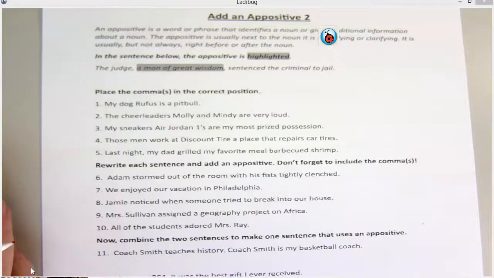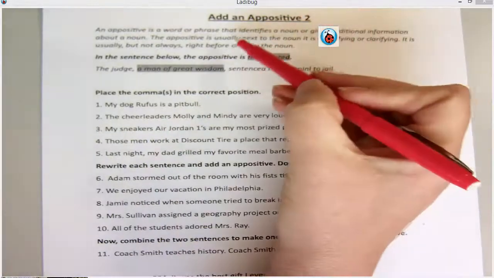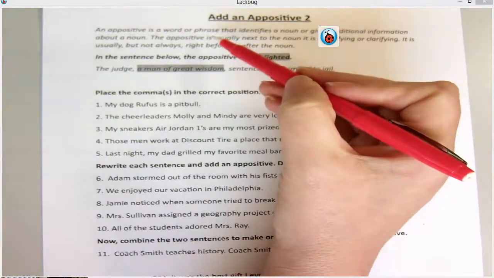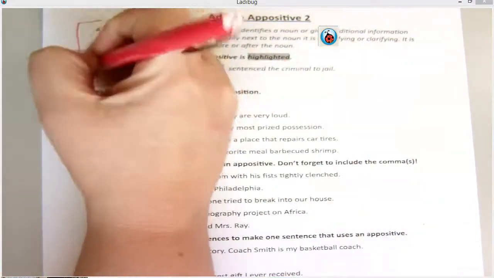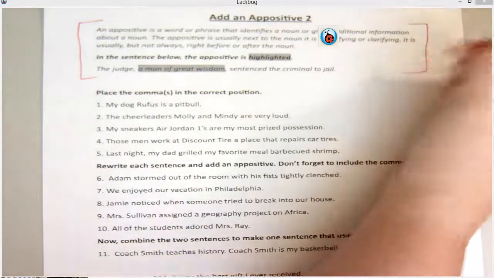All right, everyone, this is an assignment that, again, I need you to make sure that you are reading the directions when you are completing it. So let's go up here and look at the directions. This is actually a little refresher about appositives.